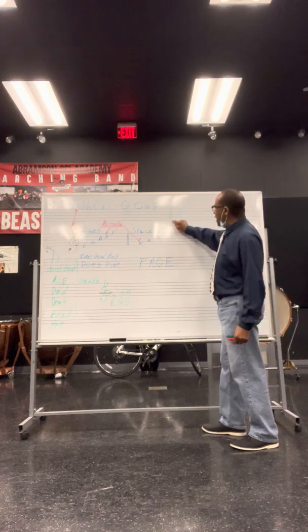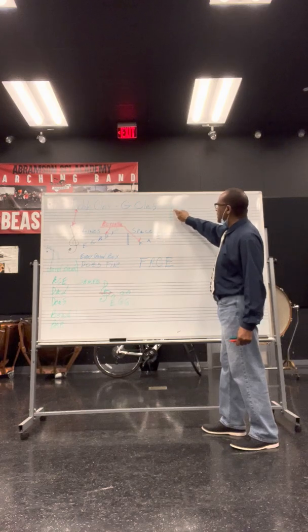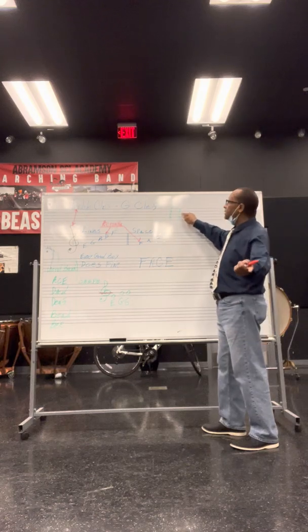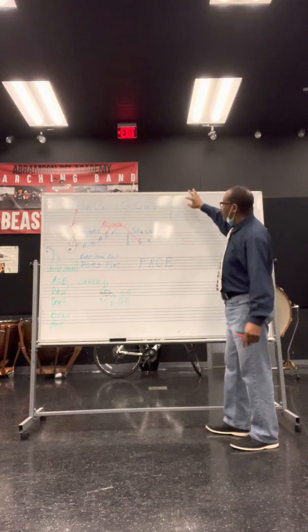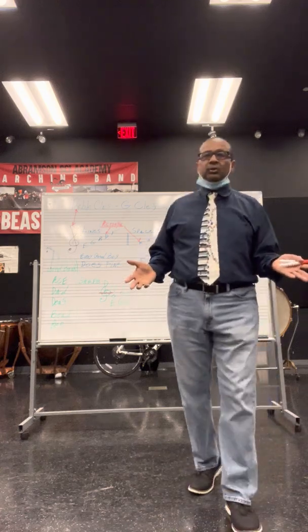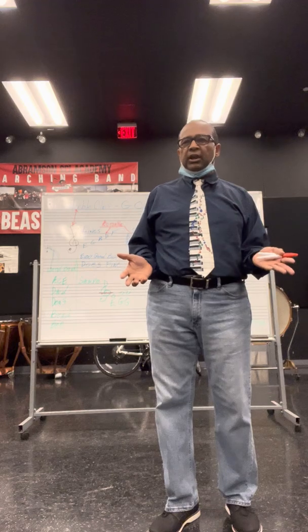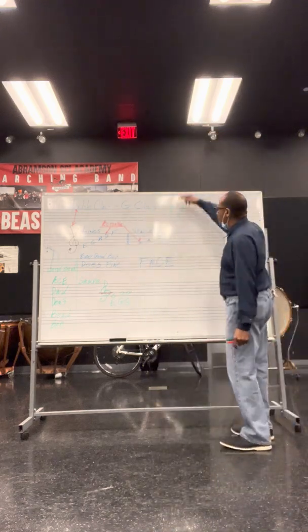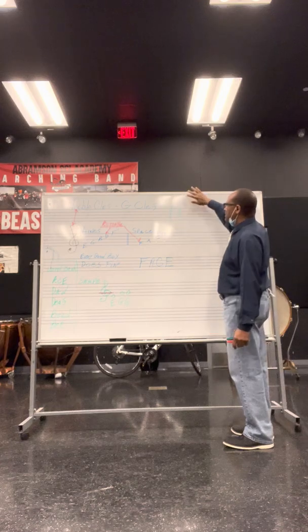This is line 1, line 2, line 3, line 4, line 5. This is space 1, 2, 3, and 4. If you do it in reverse order, you'll have it all mixed up and you'll have all incorrect information. So you must always remember to go from the bottom up in terms of your lines and spaces.